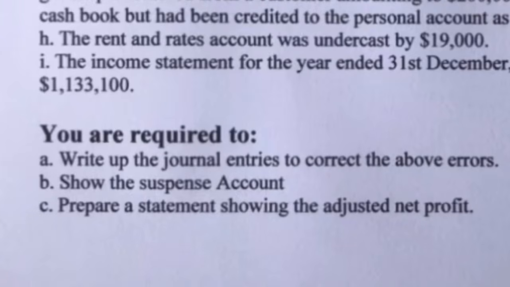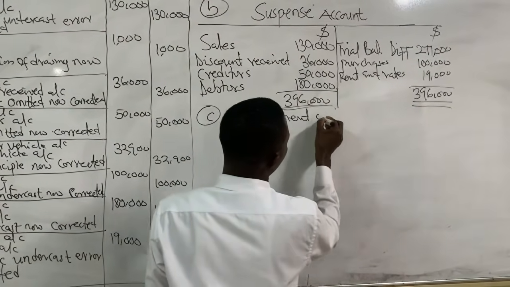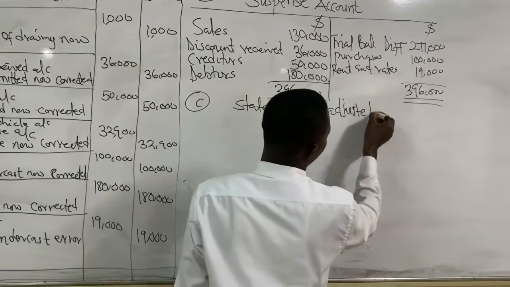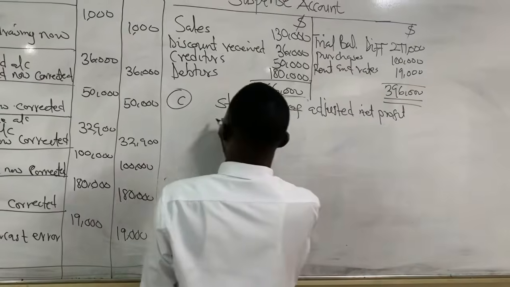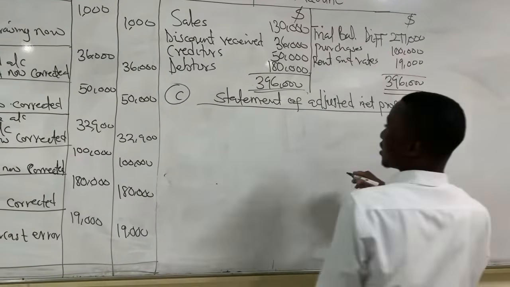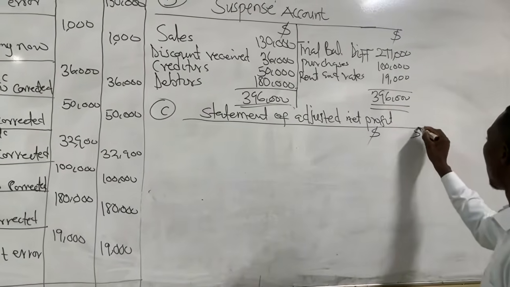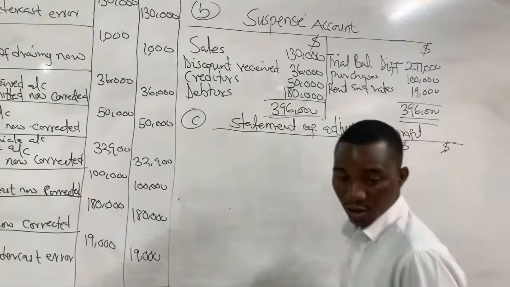Now let me do requirement C, where they are saying that we should prepare a statement showing adjusted net profit. So requirement C, that is statement of adjusted net profit. With the statement of adjusted net profit, we bring our currency sign. That is dollar. Is that okay?